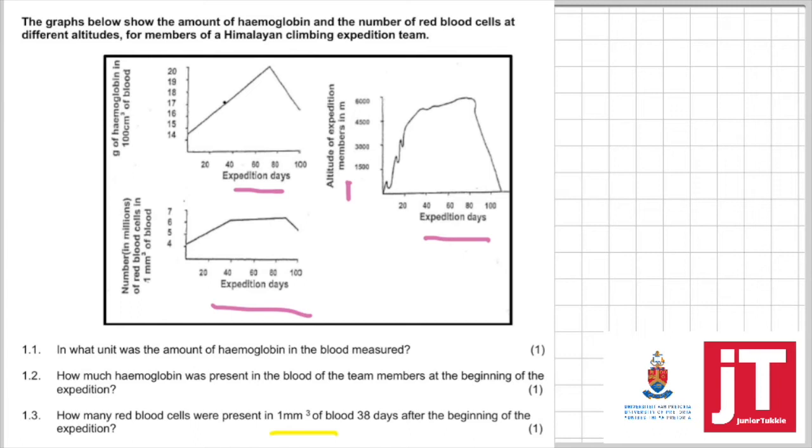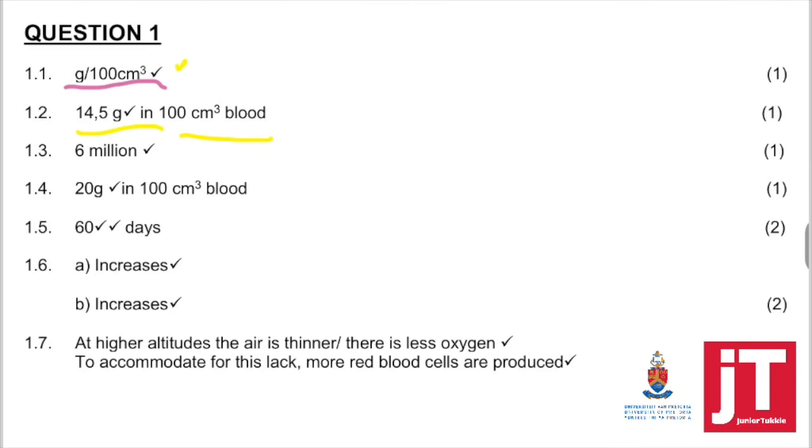We're looking at red blood cells now, so we have to look at this graph here. I have to look for 38 days. It looks like it gives me very close to about 6 million red blood cells per millimeter cubed of blood. Let's go to the memo. So 6 million. You can see that the first 3 questions are very easy. It's just reading off a graph. But it's very easy to get confused in these types of graphs, so when you're reading, concentrate and look at the right graph.